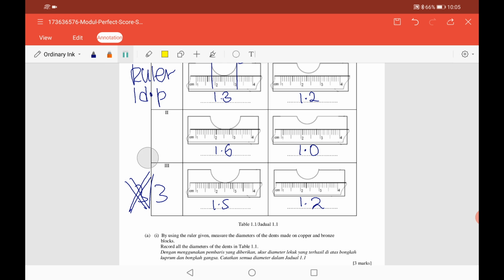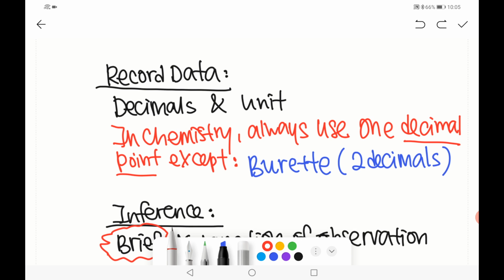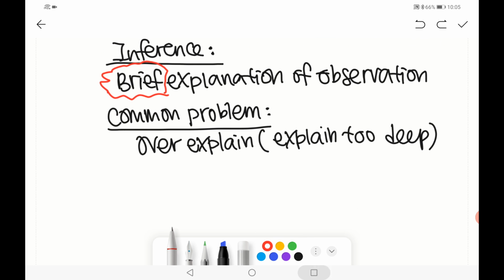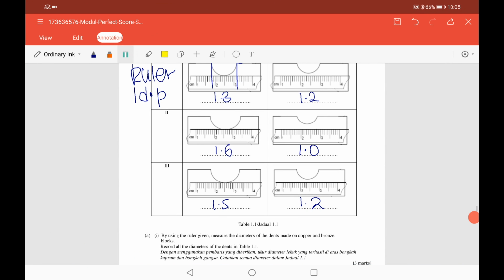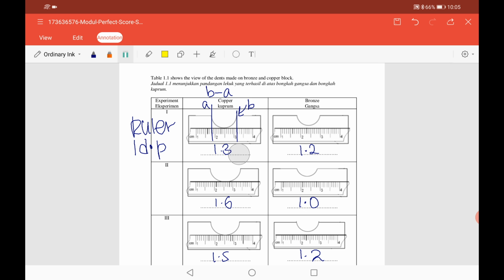Why do you only get 2 marks? Just now I mentioned, when you want to record the data, there are 2 important things. One is called decimal, another one is called unit. In this question, we already got the decimal correct, which is 1 decimal point, because only the burette is 2 decimal points. The rest are all 1 decimal point. But for this question, they don't give us any unit. So you have to be careful. Sometimes they give us the unit, sometimes they don't.